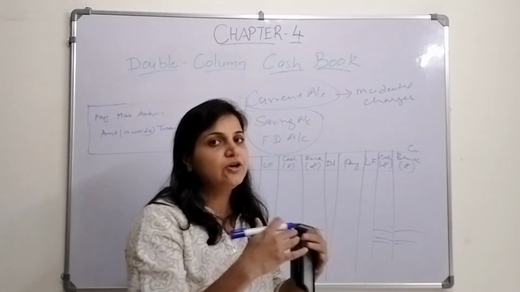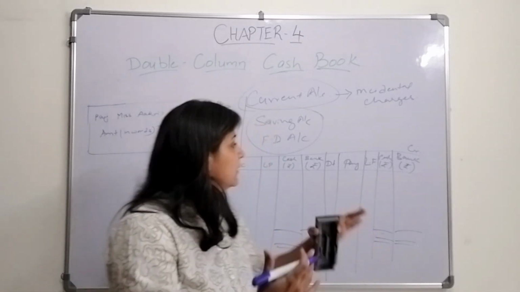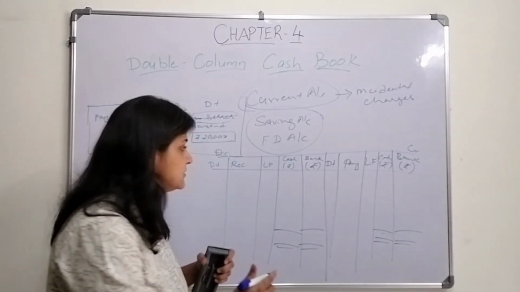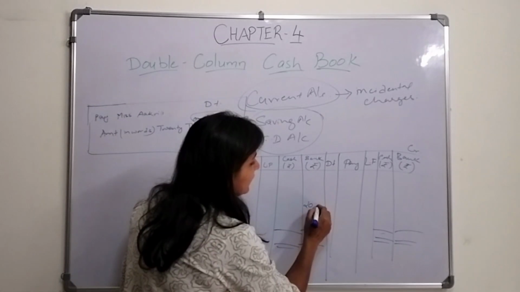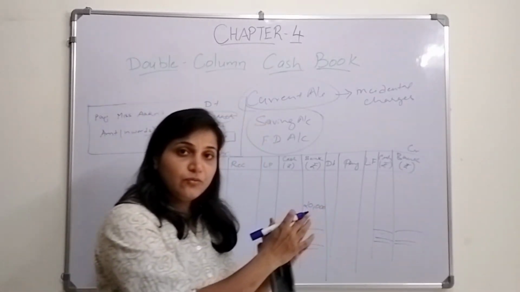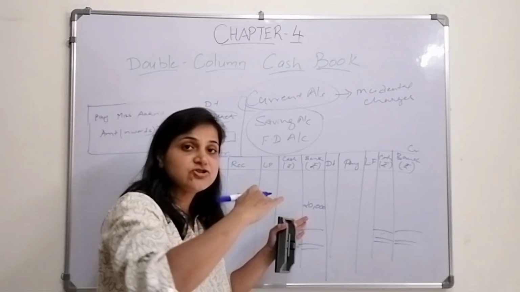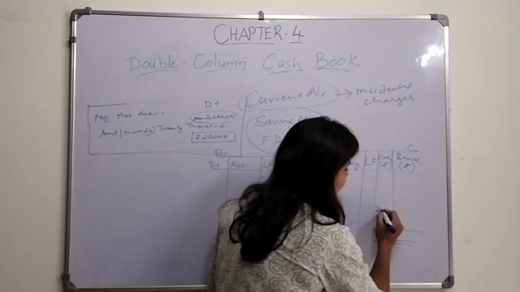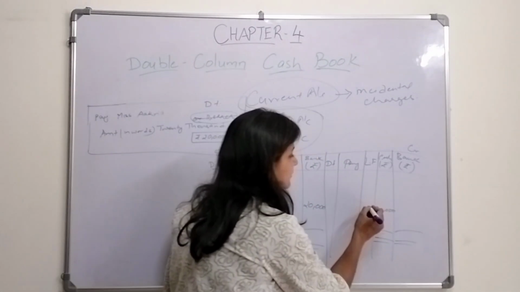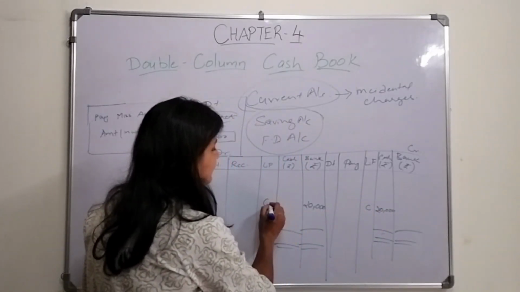Bank account debit to cash account. So the amount which we are depositing in the bank, we will debit it. Let's say 20,000 we are depositing in the bank. So the bank account will be debited and the cash is going out, so the cash account is credited. And this particular entry is called a contra entry.